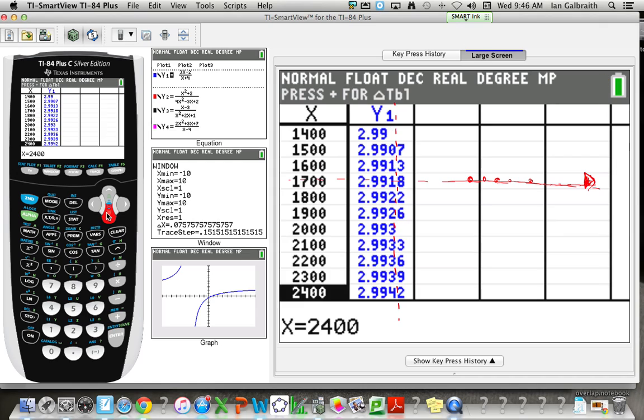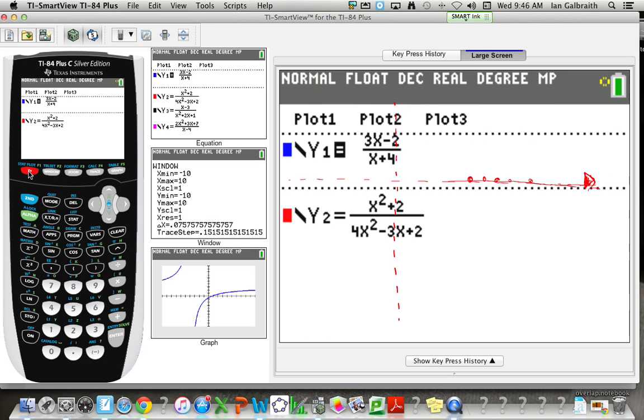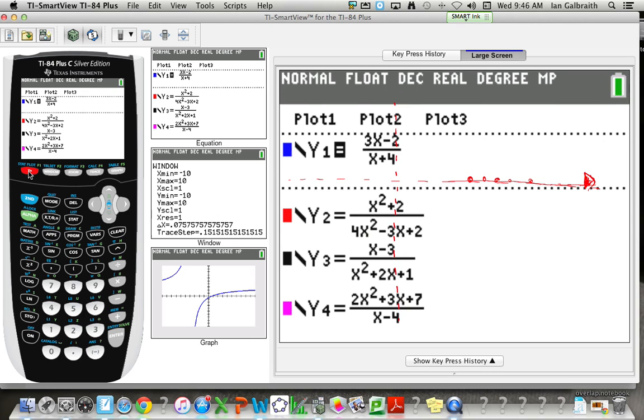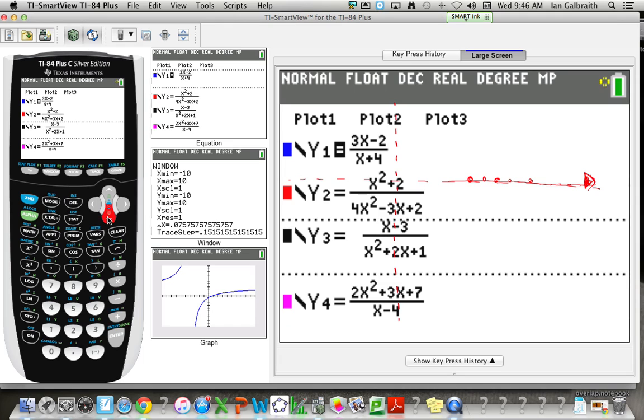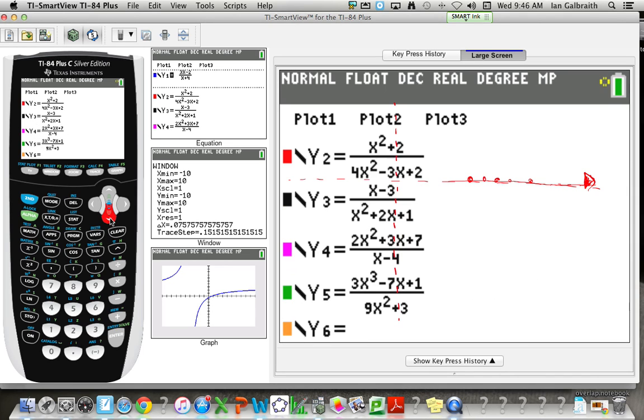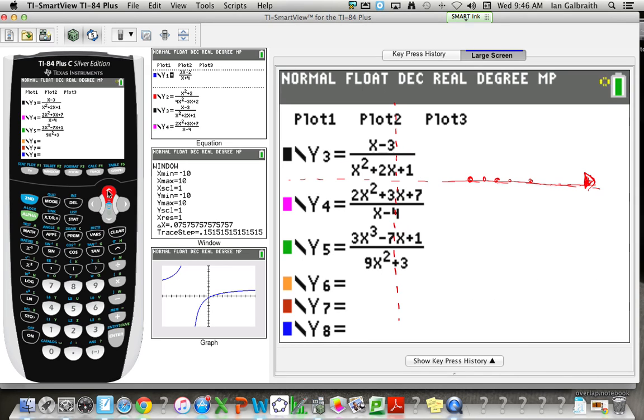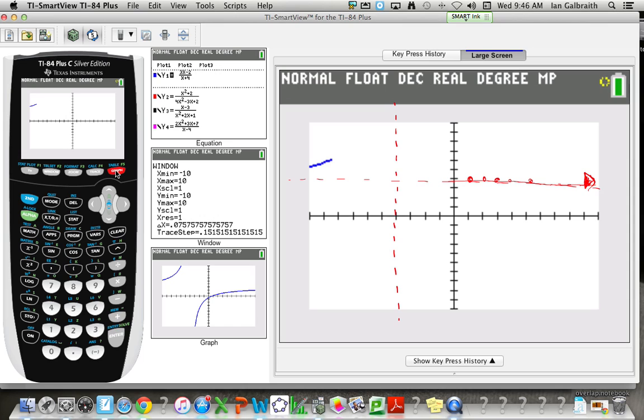Now, I could stand here at this smartboard for a long time, and I would still get values that were very close to 3, but will never actually be 3. We can double check that by going back to the y equals menu, and going down until I've got room here. I'm going to put in the function y equals 3, and I will graph it, and I'll just check and see, does that look like our asymptote?